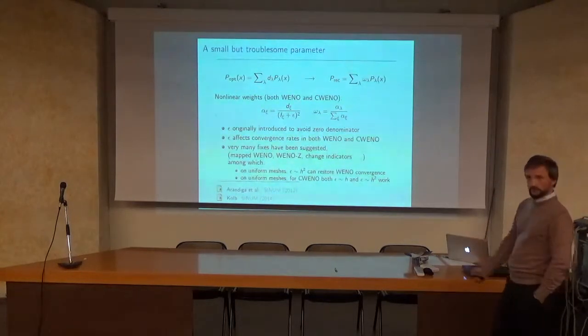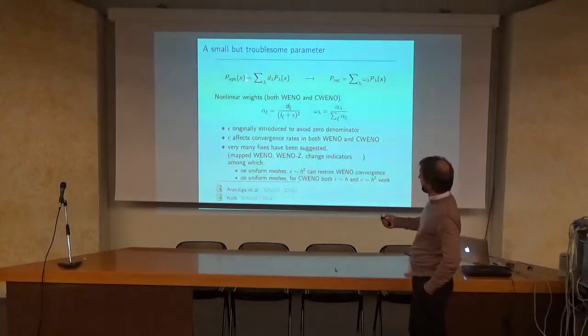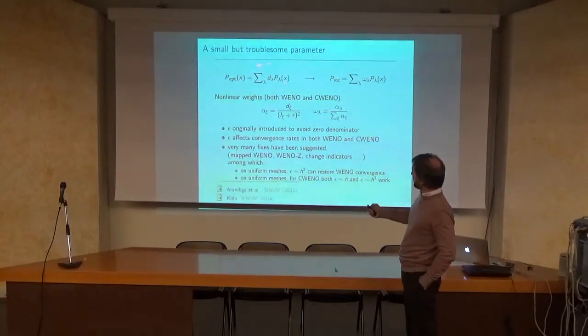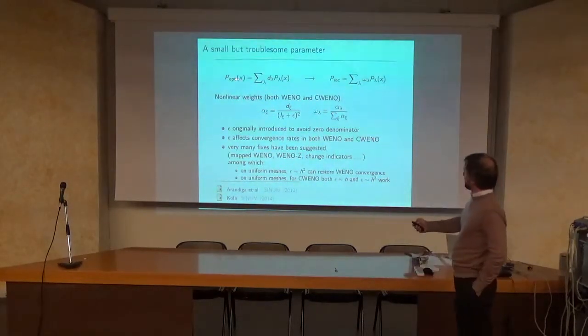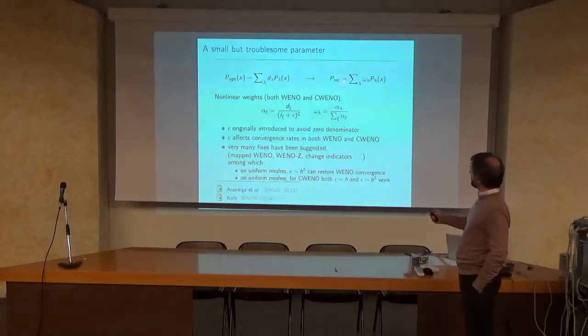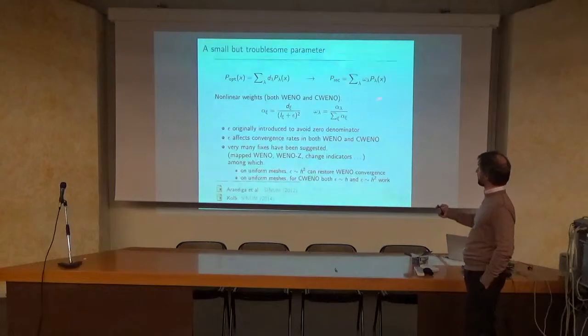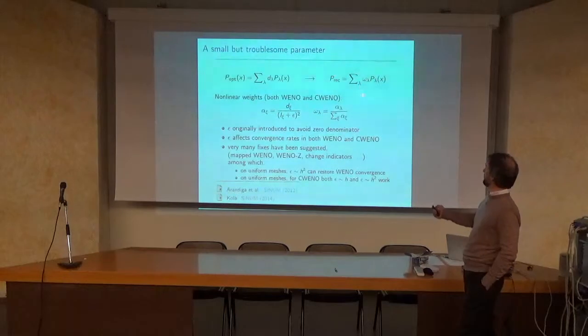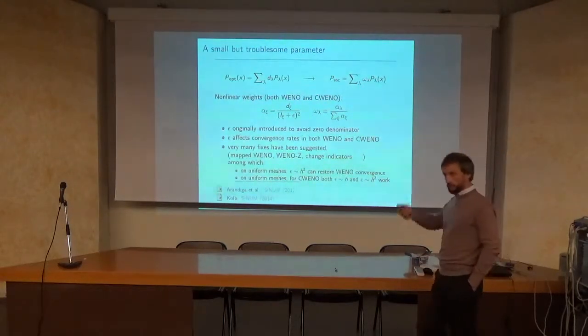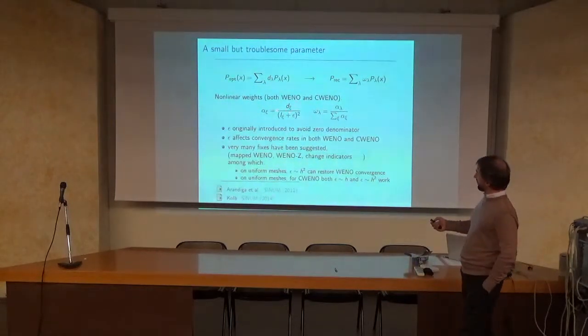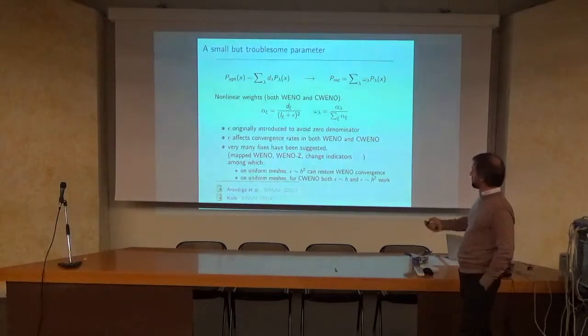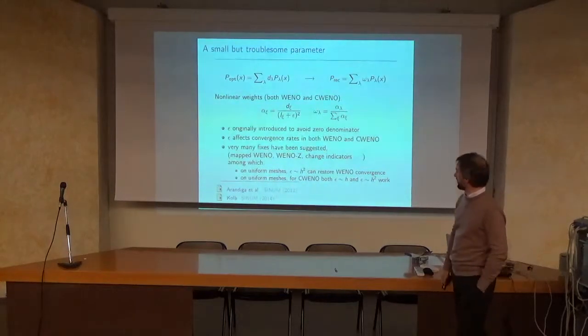The idea of CWENO is that the optimal polynomial is a linear combination of the candidate polynomials. The coefficients are called d lambdas. And this optimal polynomial is replaced by a reconstruction polynomial, which is a convex combination again, but the coefficients are not the optimal linear ones, but omega lambdas, which are called the nonlinear coefficients because they are computed through this procedure. This procedure involves dividing the d's by some smoothness indicator and then renormalizing again to get 1.